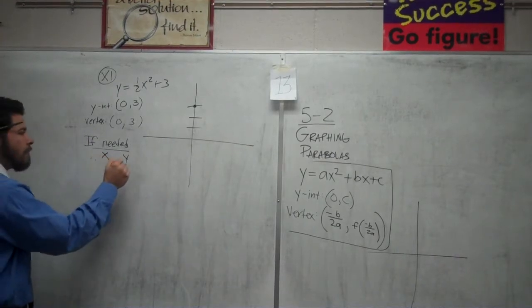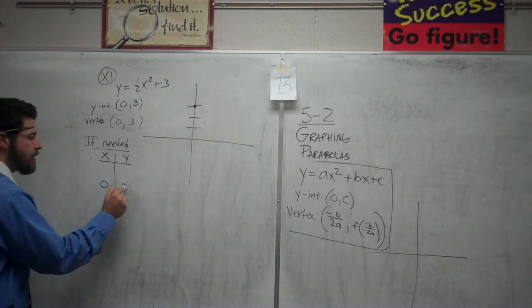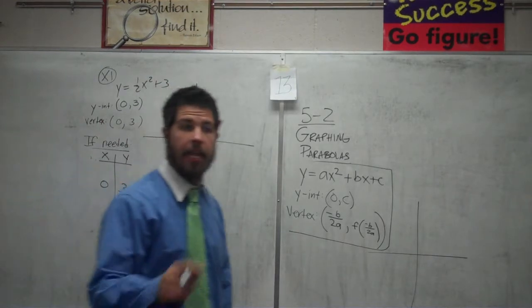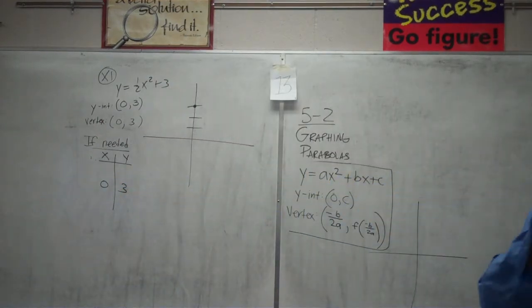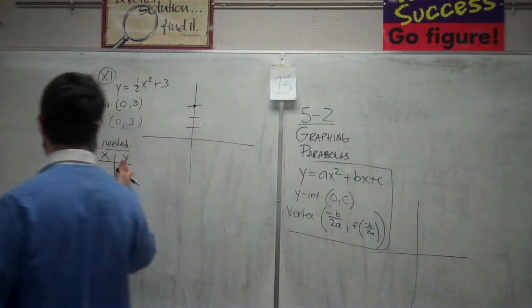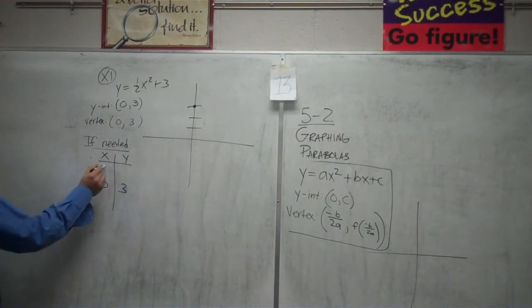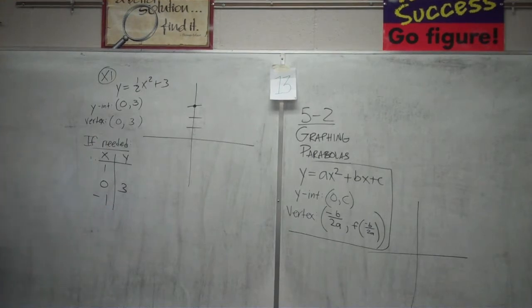If needed, we have to come up with a little chart, and I'm going to put 0, 3 in the middle. And if you recall from absolute value functions, parabolas are symmetrical. And all I have to do is choose an easy number. I'm going to choose 1 and negative 1, a number on each side of the point that you have, in this case 0.